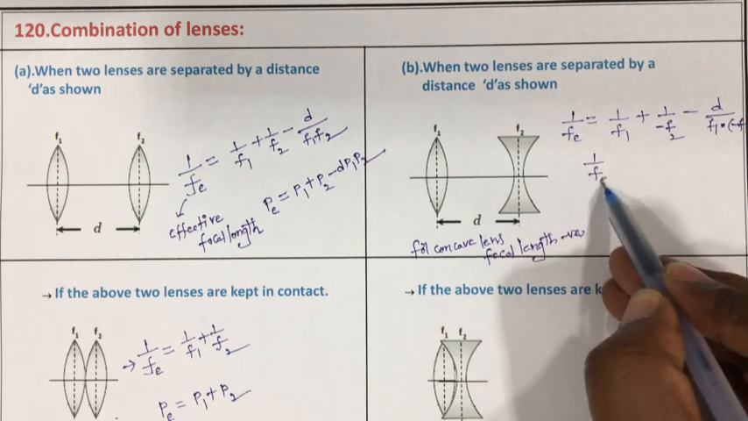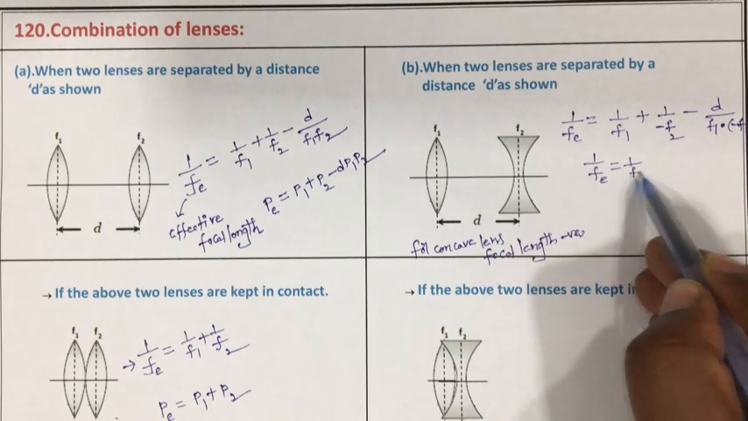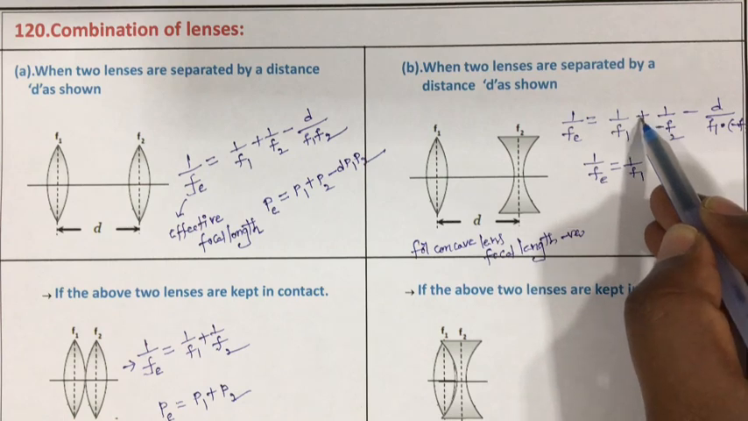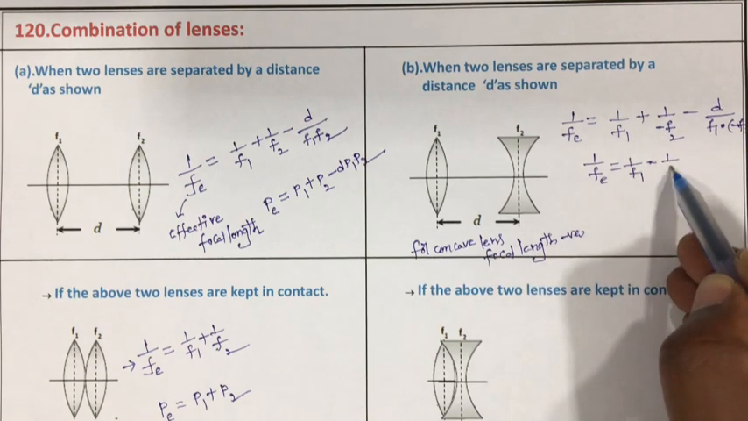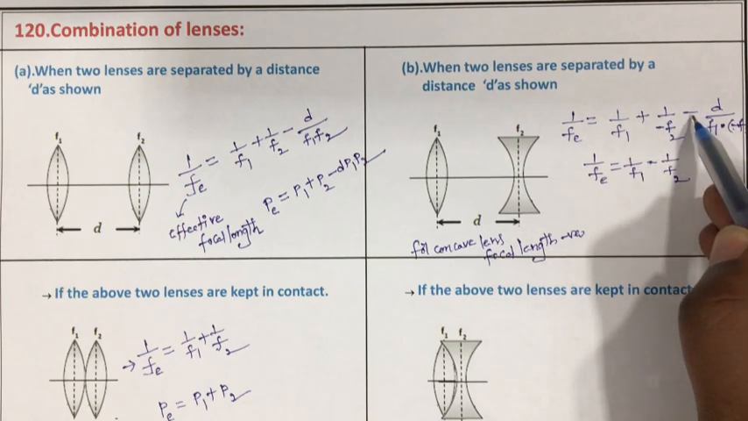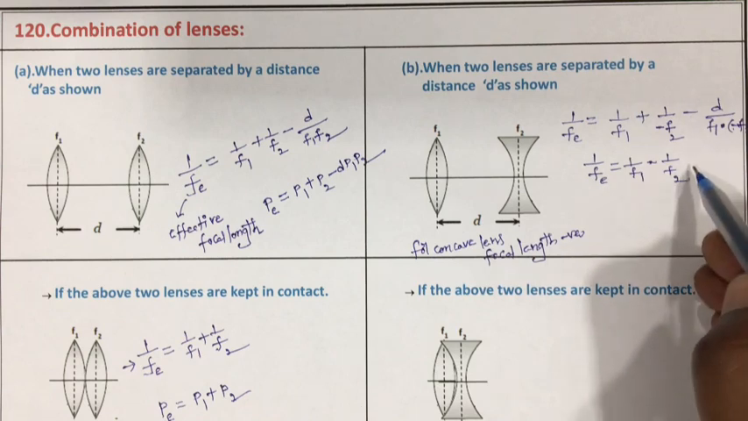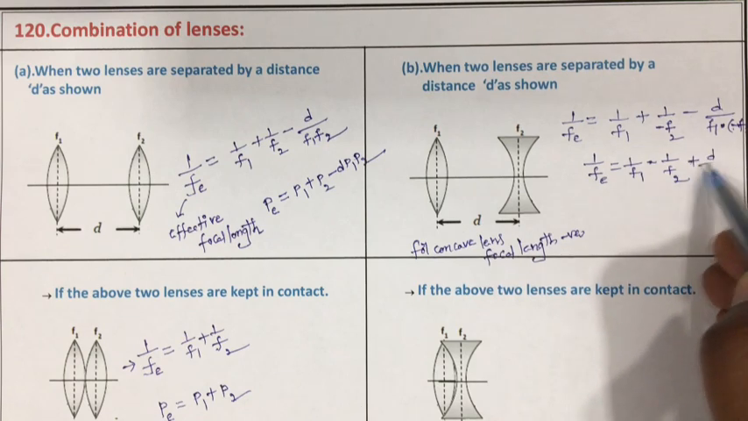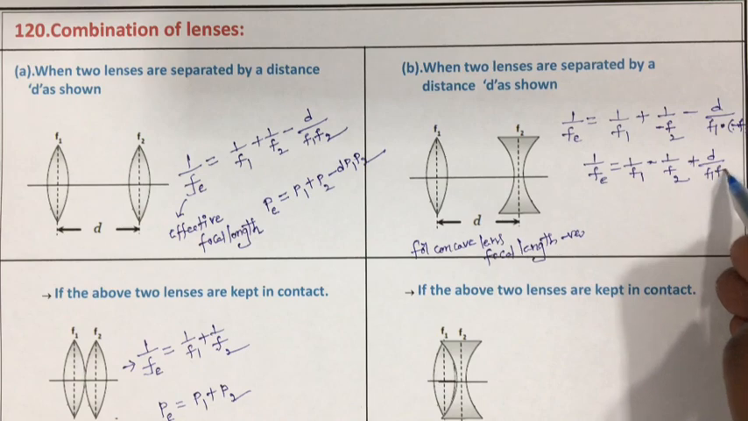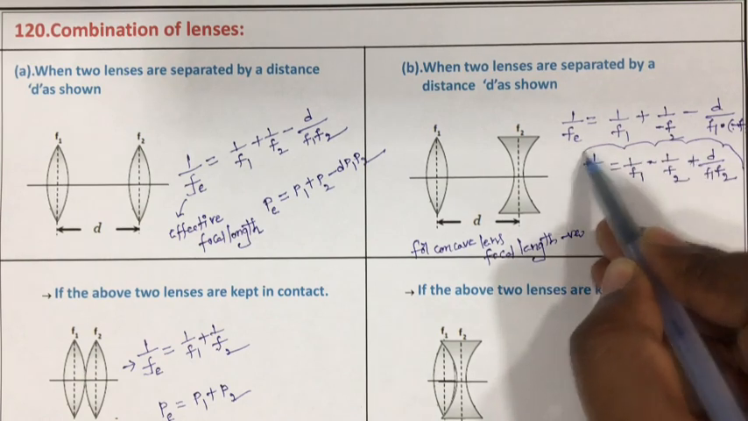1 upon fe is equal to 1 upon f1 minus 1 upon f2, plus d upon f1 f2. So this is the formula.